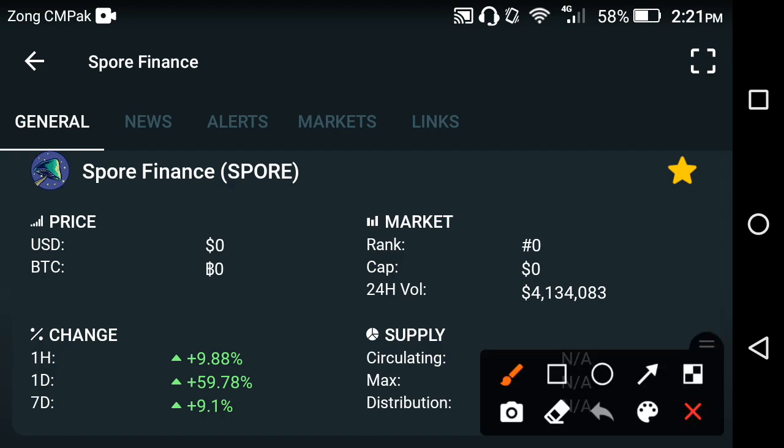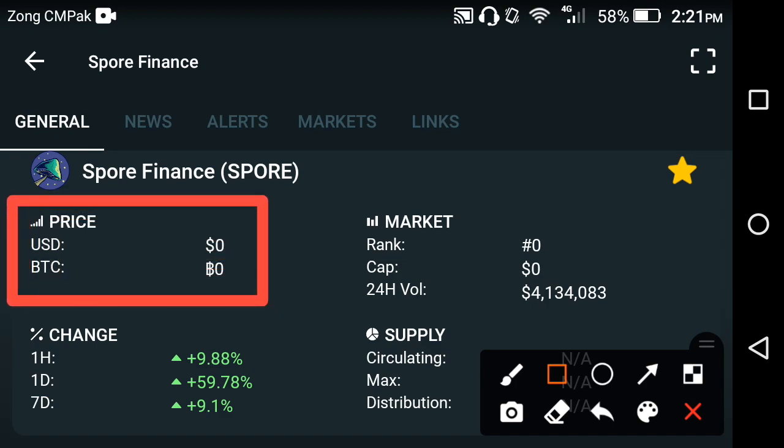Now let's start the video. First of all, as you can see here on the screen, the price of the Spore is $0 friends. That doesn't mean that the price is zero friends. That means that the price is very low friends. Don't worry, I will show you the price of the Spore finance, but it is not showing here because the price is very low friends.